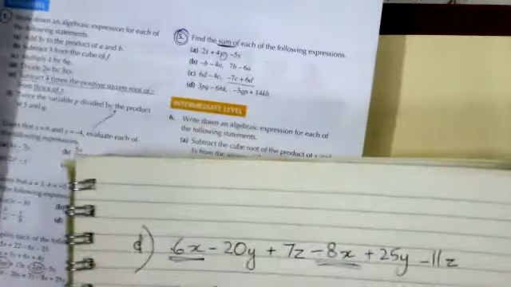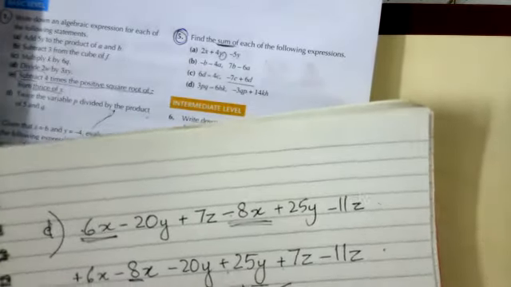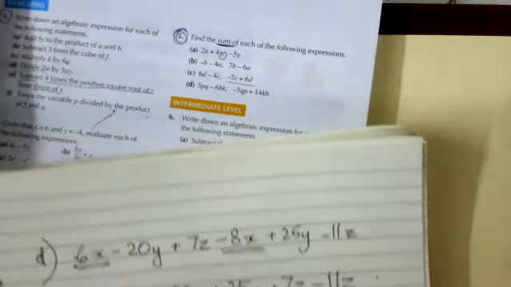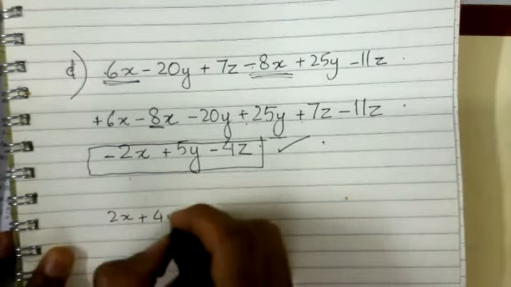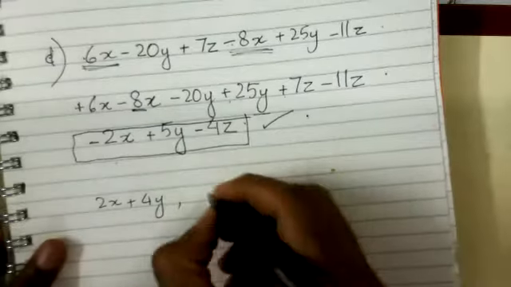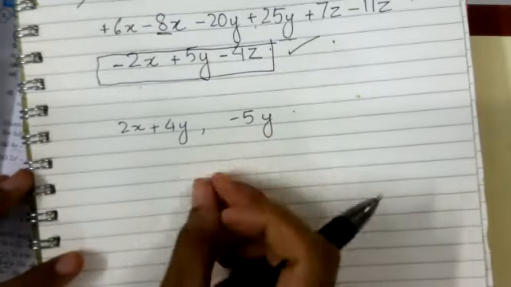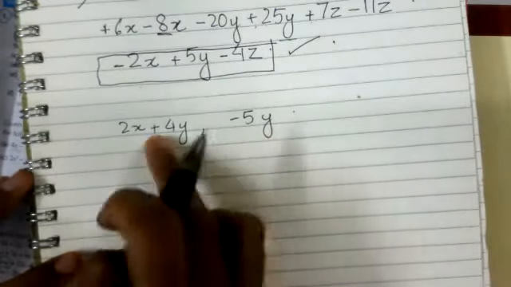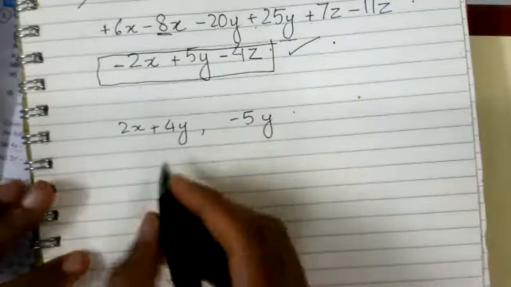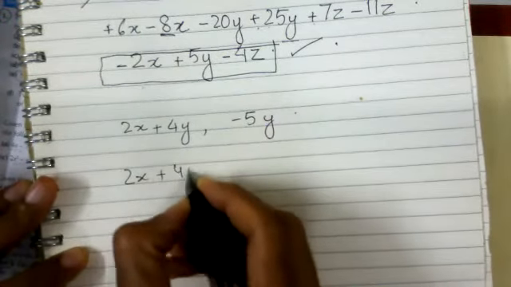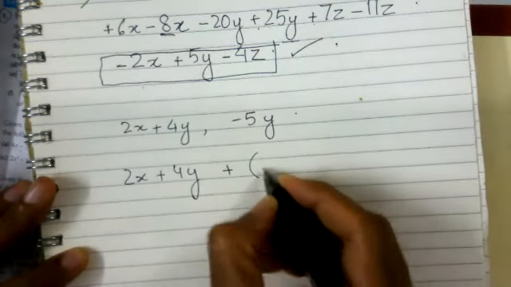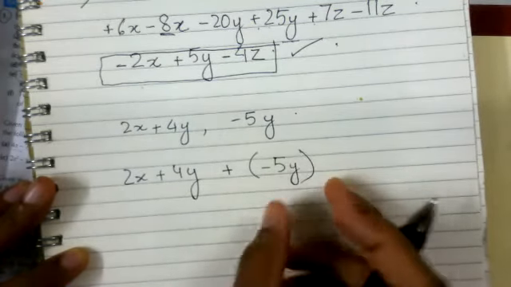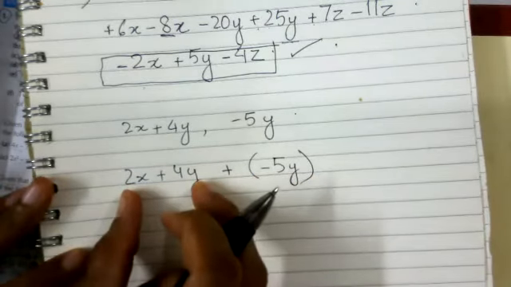Find the sum of each of the following expressions. Question number 5. 2x plus 4y and then minus 5y. These are the two expressions and they're asking us to find their sum. Sum means the answer to addition. So we have to add the two up. The whole thing should be added. So how should we write it, Sidra? Plus minus 5y, because this whole thing is getting added to this whole thing.